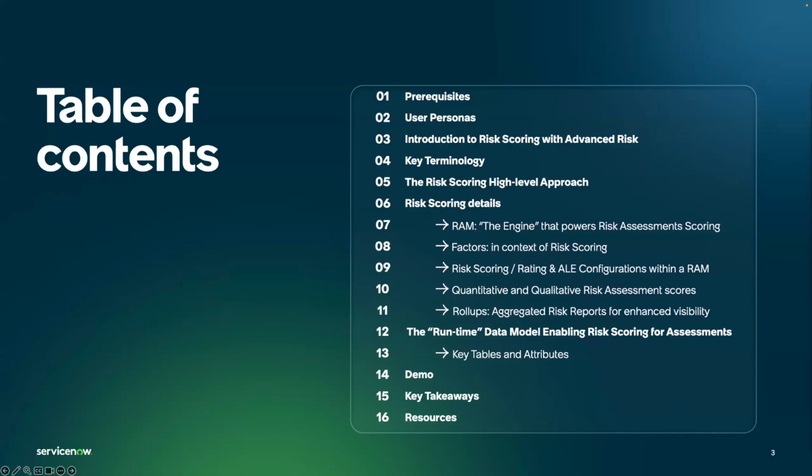Risk scoring details. The core of our session, covering 5 areas: the RAM as the scoring engine, factors as assessment inputs, scoring and rating configurations, how qualitative and quantitative scores work together, and roll-ups for aggregated visibility. Data model, key tables and attributes for those who want the technical details. Demo, will provide a walkthrough bringing it all together. Key takeaways and resources, summary and references for your continued learning. With that, let's get started.